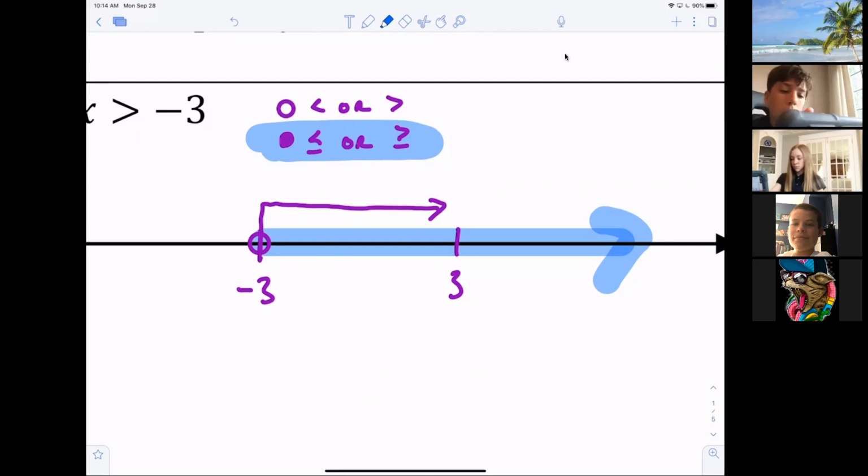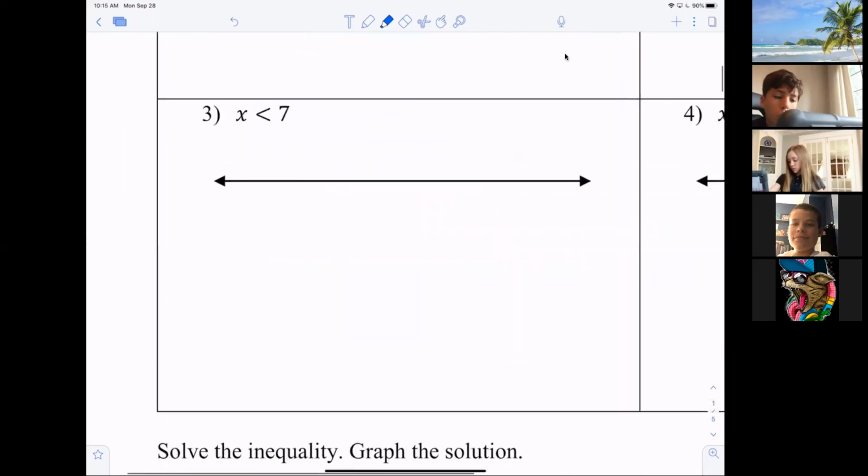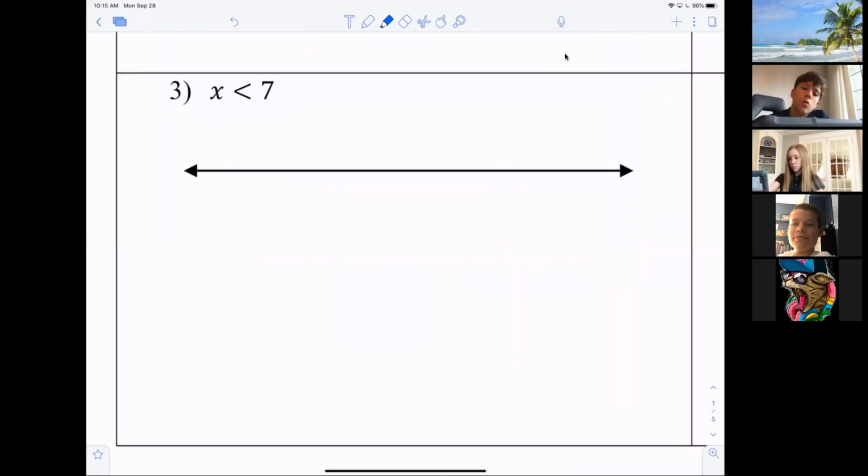Let's see if I'm making sense. Let's try number 3. That says x is less than 7. So I'll give you 10 seconds. Go, write it. 5 seconds.